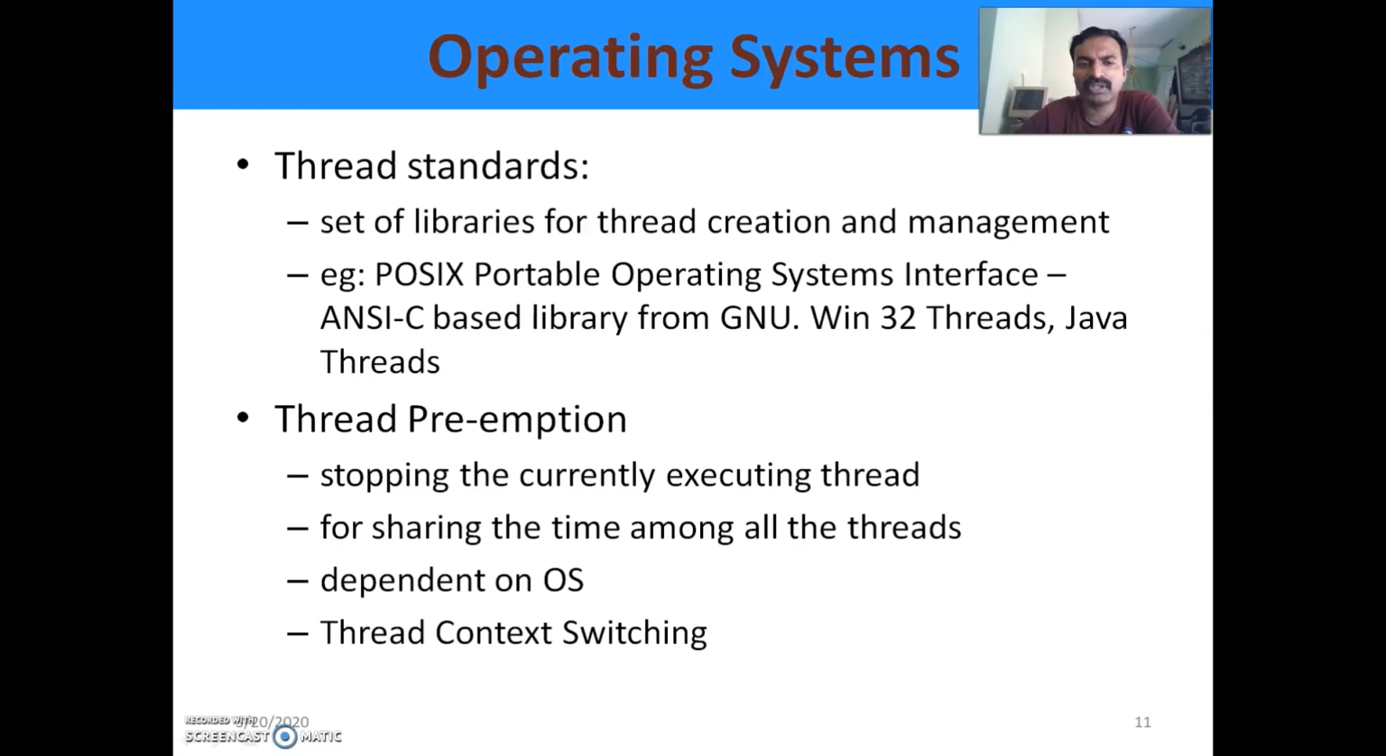Another important term is thread preemption. What does it mean? It means stopping the currently executing thread so that all the threads will have an opportunity to get executed. Thread preemption depends on the operating system. Changing from one thread to another thread is called thread context switching.